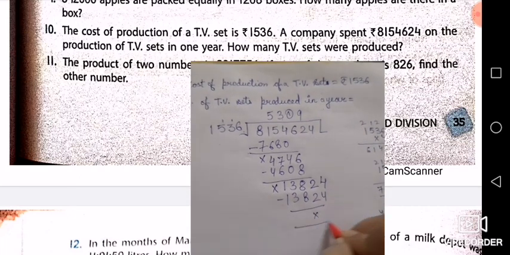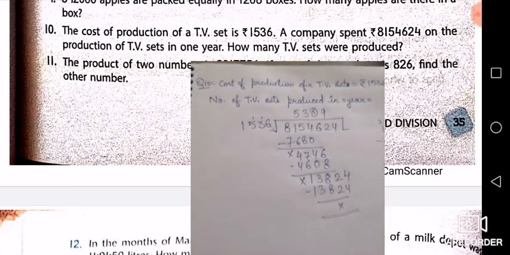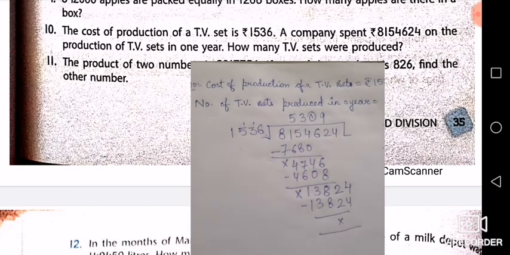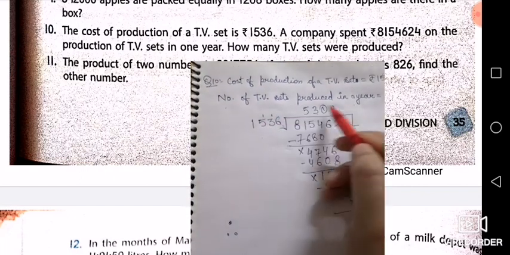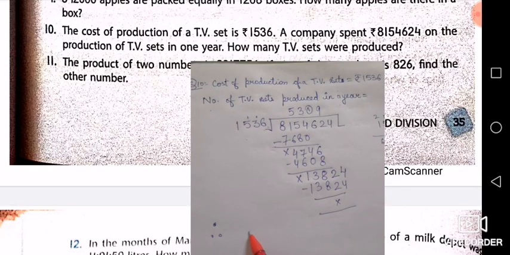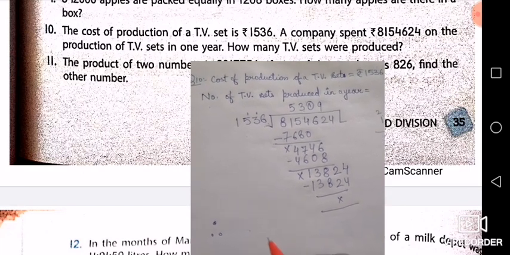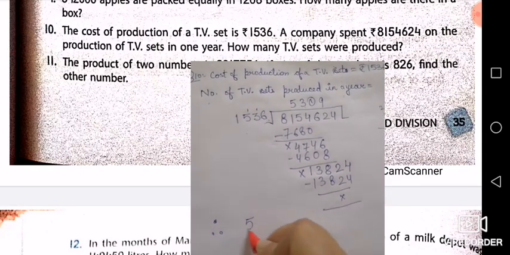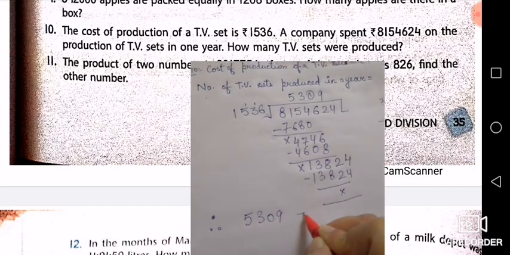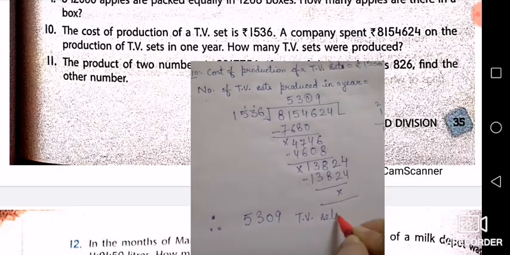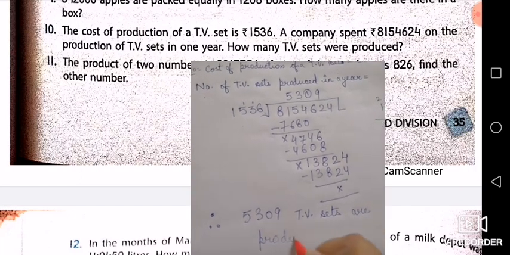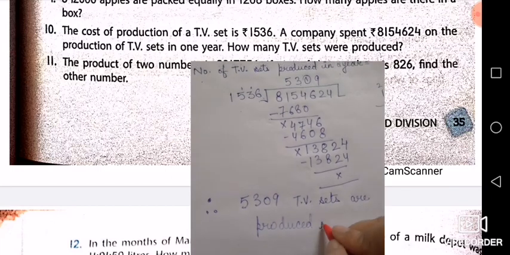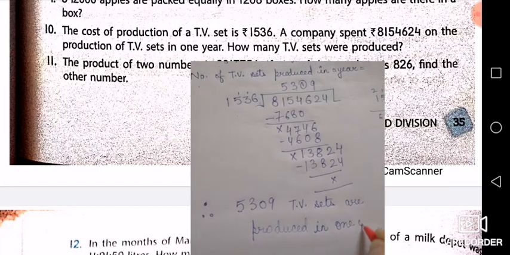Fine. So how many TV sets are produced in a year? If you can see the question clearly, yes. So therefore, this last sentence only you can write in the answer, the solution sentence. Otherwise, you can frame the sentence yourself also, that 5309 TV sets are produced in 1 year.